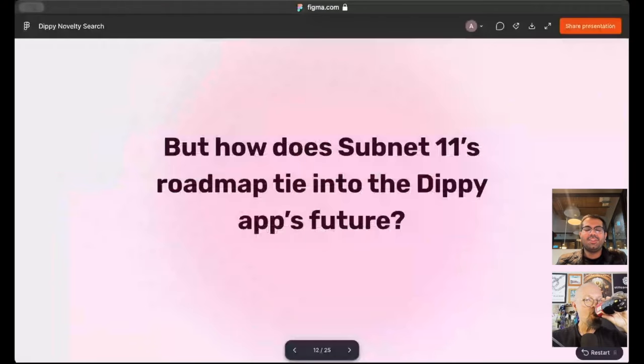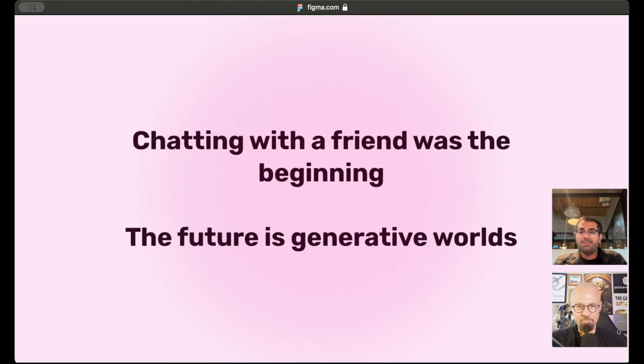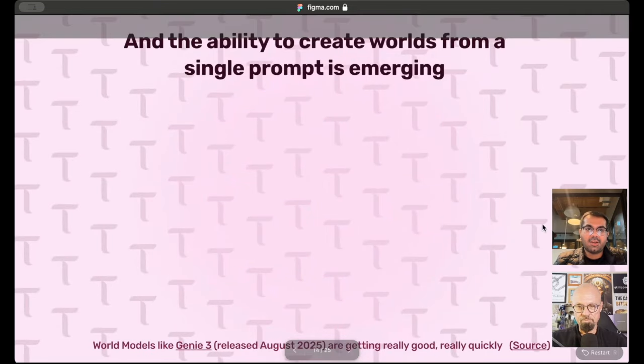Another interesting thing is the roadmap for SN11 is complementary to where Dippy is going as well. We started off with users chatting via text messages, but we've realized that users want more. They want to call these characters, and they want to generate videos and images. But something I'm particularly excited about is the world models that are coming out.